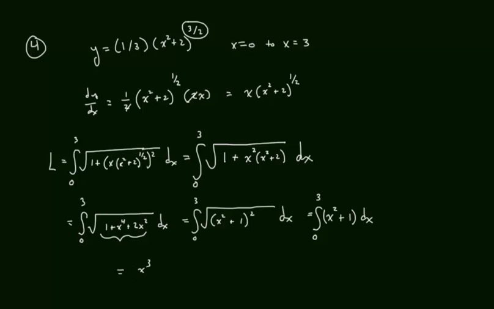The antiderivative is x cubed over 3 plus x, and we will take that from 0 to 3. Plugging in the 3, we get 9 plus 3. Plugging in the 0, we get 0 plus 0, and so the length of that curve is 12.